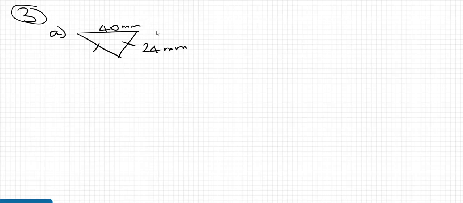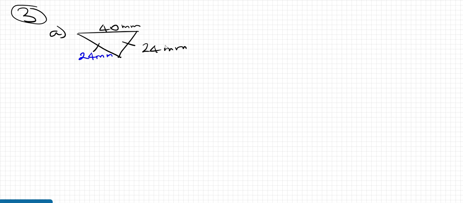Okay, for our first one, I can see my shape is a triangle, and that this length here is the same as that length there. So this side is 24 millimeters, which means this side is also 24 millimeters. And I'll just write it in there. A triangle with 2 equal sides is an isosceles triangle, and we'll learn more about triangles and shapes later on.